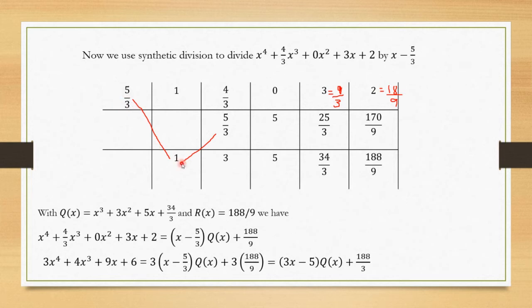5/3 times 1, that's 5/3, right? So that comes up here. We add, we end up with 9/3, which is the same as 3. Now we have 5/3 times 3. The 3's are going to cancel, you get 5.